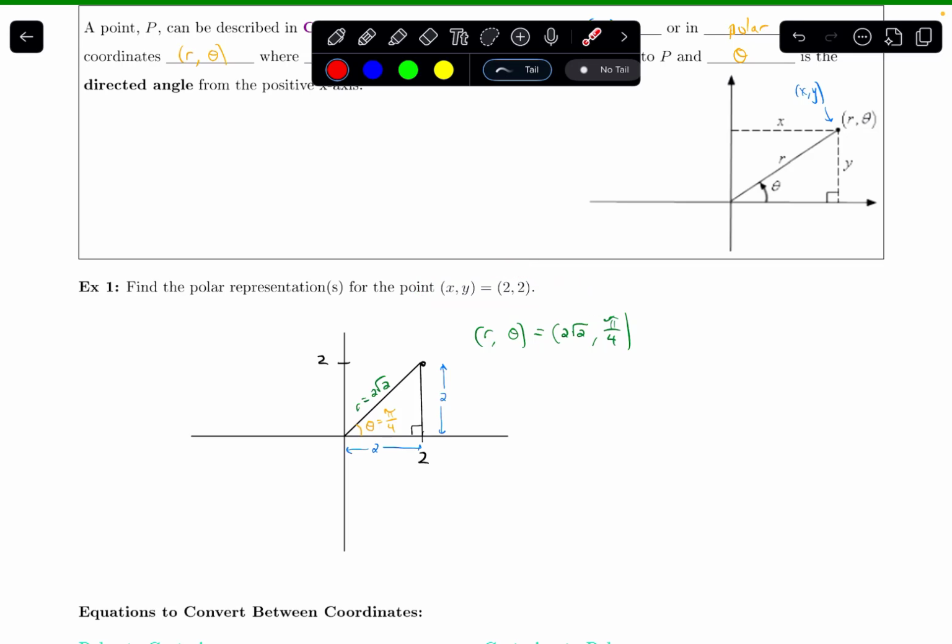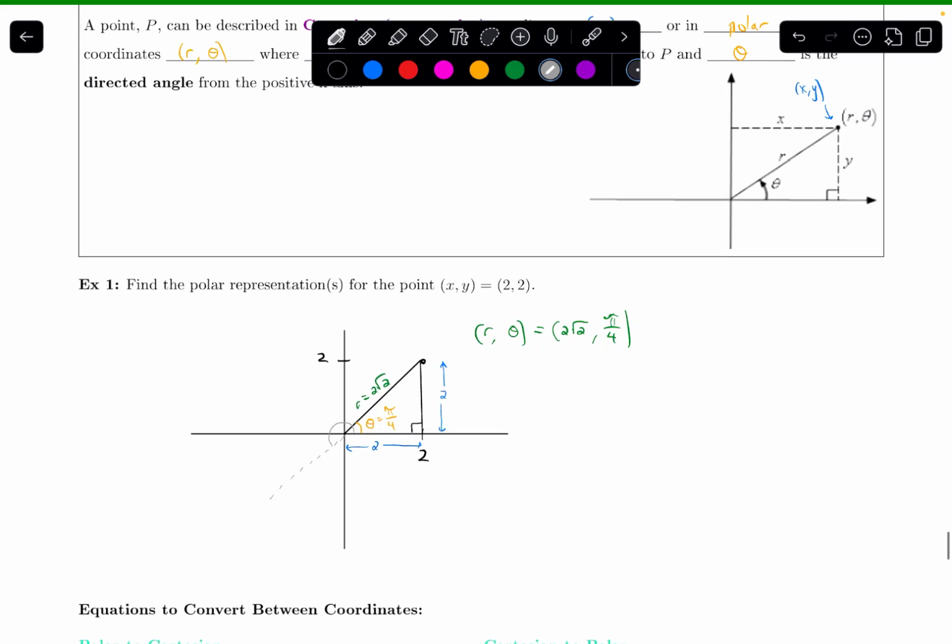But it turns out this isn't the only way that I can express it in polar form. There's multiple ways to do this. So let's talk about another way. I'm going to extend this radius line, but in the opposite direction. And instead of measuring the angle as I did, I'm going to measure the angle all the way up until this spot here. So that new theta would be 5 pi over 4.